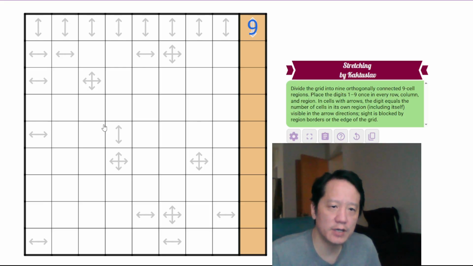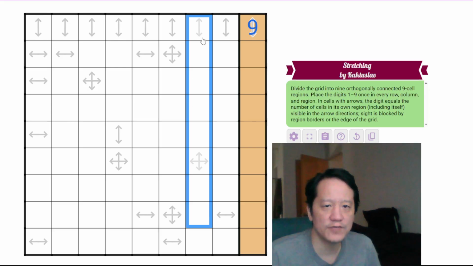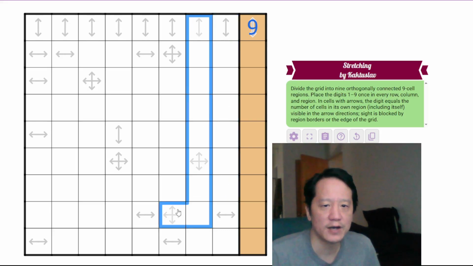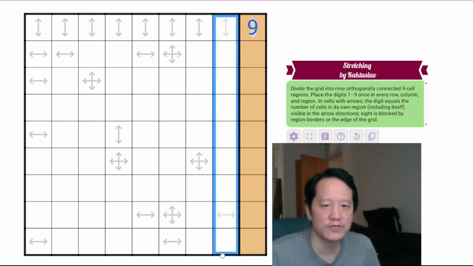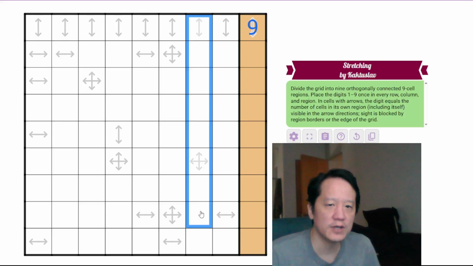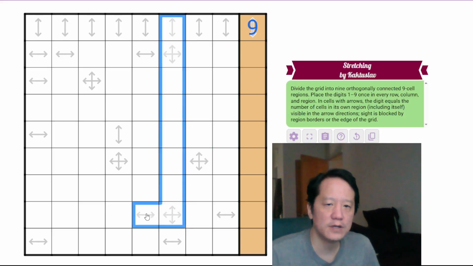Okay, so we have 8. If we have 8, we can't have 8 here. If 8 is here, it can't block off these cells from forming a region here. So it would have to go that way, but then this would have to be a 9-cell region, and therefore there would be 9 there. So this can't be 8. This potentially could be 8.